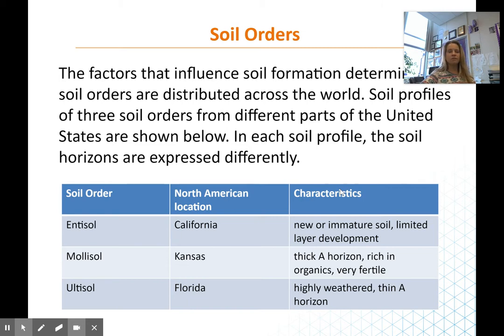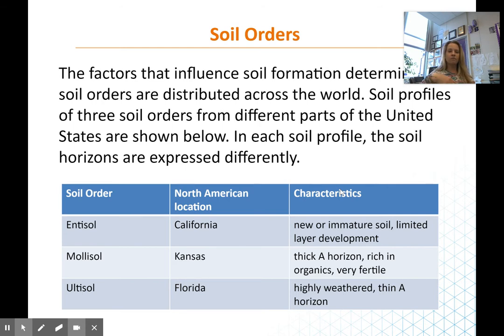So like I mentioned, it doesn't have a lot of time to form because California is fairly new to North America. And so for thousands of years, California will have better soil than it does now. And then Mollisol, Kansas is a great example of this. This is a very rich, very thick A horizon. A horizon is the topsoil, the stuff that you would buy if you were to buy potting soil at the store. And so this is very rich in nutrients, very good soil.